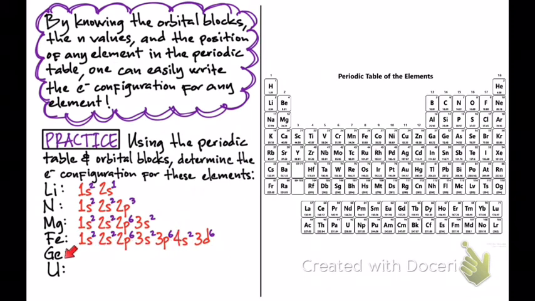All right, and then we can do the same thing for germanium. Germanium is right over here. So it's also on the fourth row in the P block. So we can use argon as our noble gas. So argon, 4s2, 3d10, and then 4p2.